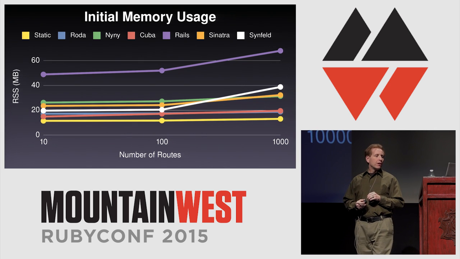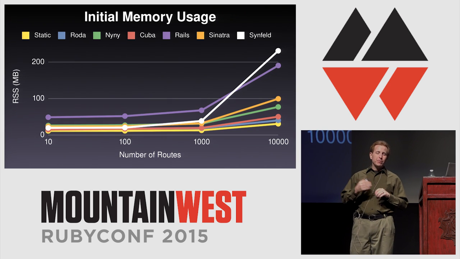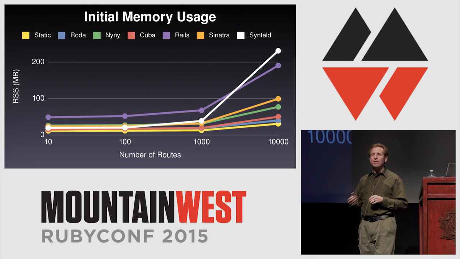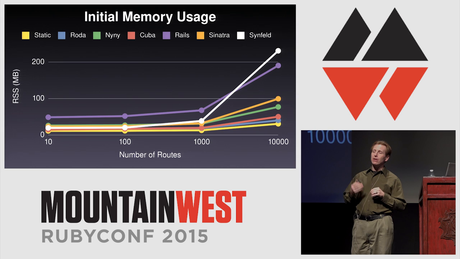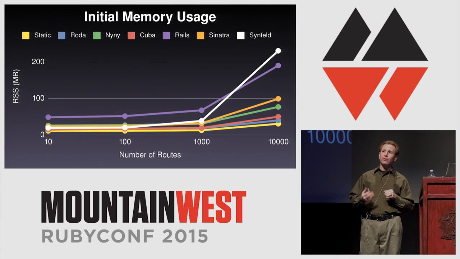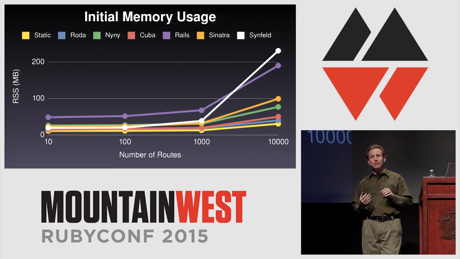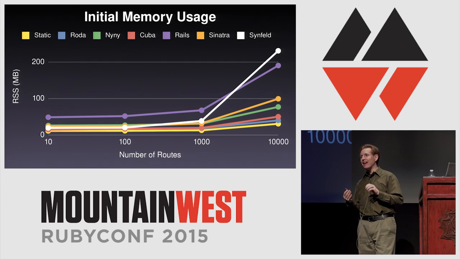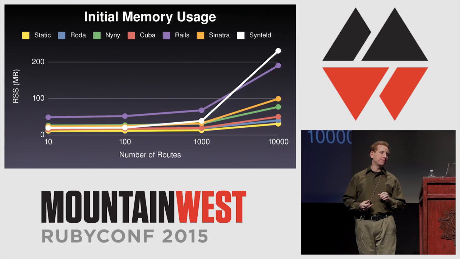So when you go to 10,000 routes, the picture is pretty much the same, except that Sinfeld jumps to the top of the memory list. So at 10,000 routes, Sinatra uses about twice the memory of the routing tree implementations, and Rails about 4 times the memory of the routing tree implementations. And one of the reasons that routing tree implementations are very friendly on memory is that the routes themselves are never stored in a data structure. The tree in a routing tree is really Ruby's abstract syntax tree for the routing tree block.